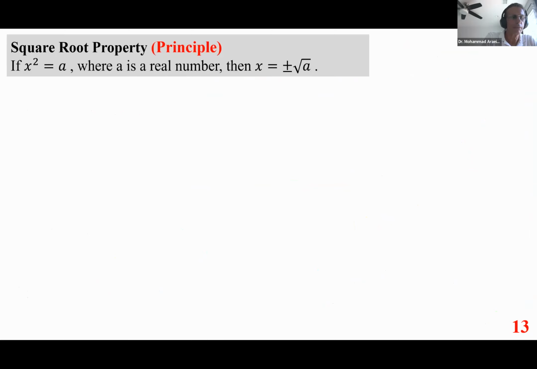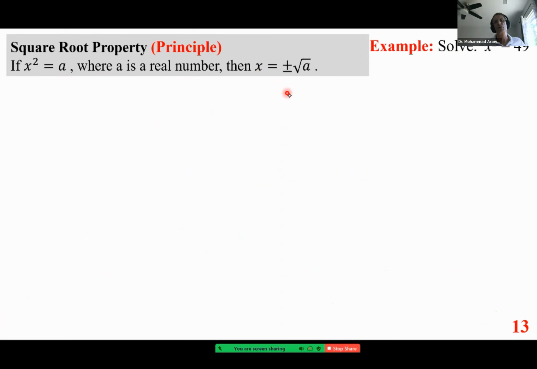Square root property. If x squared is a, then x is plus minus square root of a. For example, x squared equals 49, x is plus minus 7.